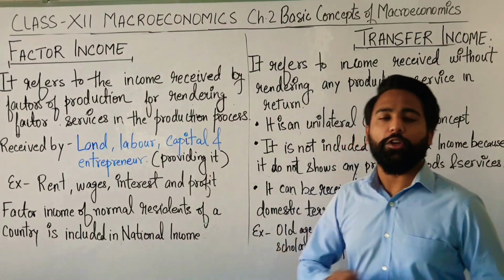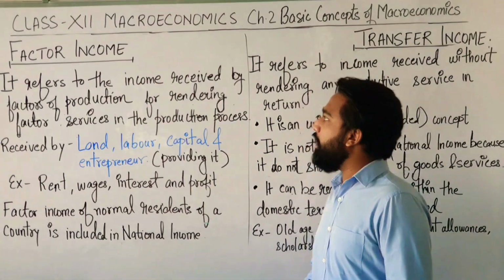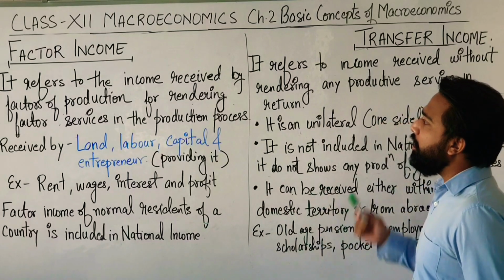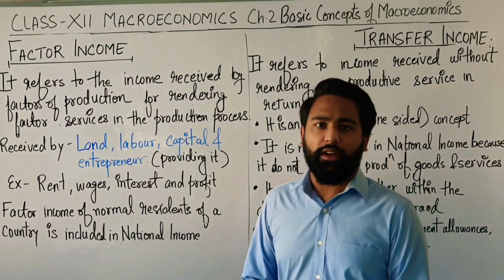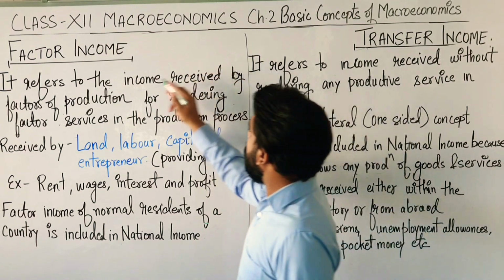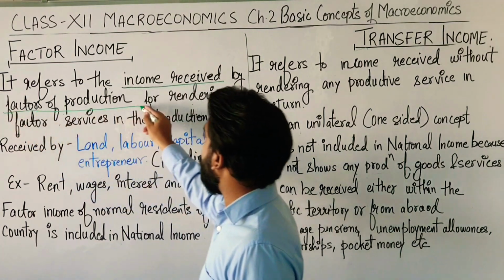Today we are going to continue with our second chapter, which is basic concepts of macroeconomics. Today we are going to start with a new topic, a new term, which is factor income. Now what is factor income, my students? It refers to the income received. It is the income which is received by the factors of production.